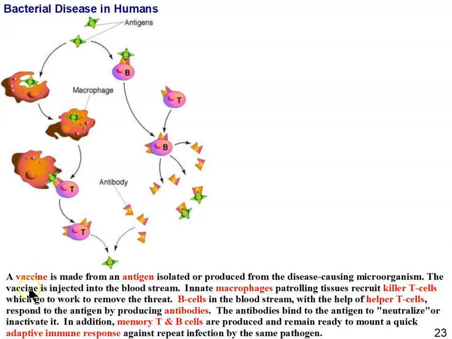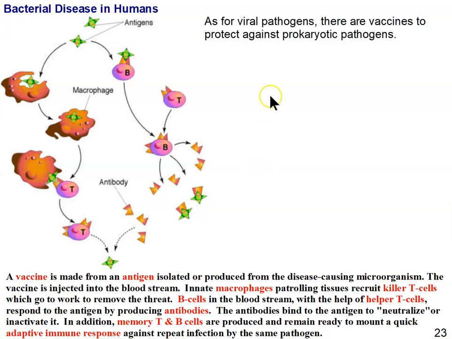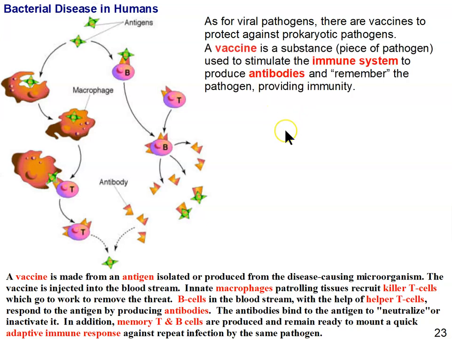So with that background, you should be able to understand how a vaccine works. And we have vaccines for bacterial pathogens just like we have them for viral pathogens. So, for example, you can get a vaccine against pneumonia. Pneumonia is caused by bacteria growing in your lungs. Actually, I need to get one myself. So, like I said, a vaccine is a piece of a pathogen or the whole pathogen itself that has been inactivated, so it can't make you sick. And what it does is it trains your immune system to remember that pathogen, and that provides immunity.